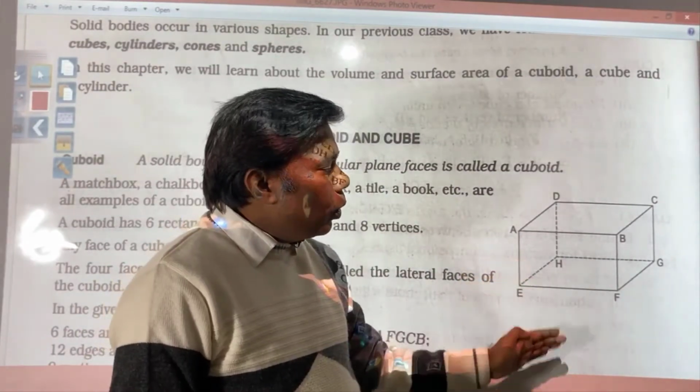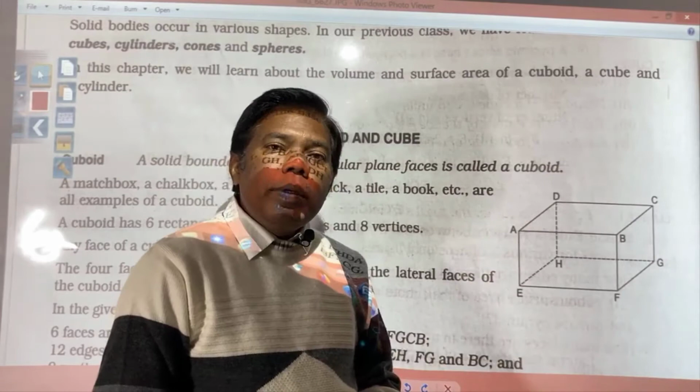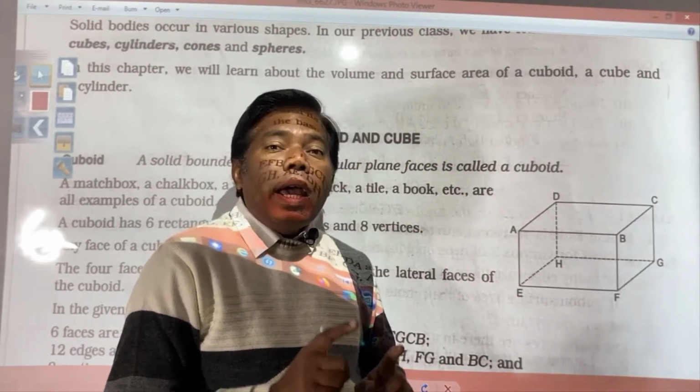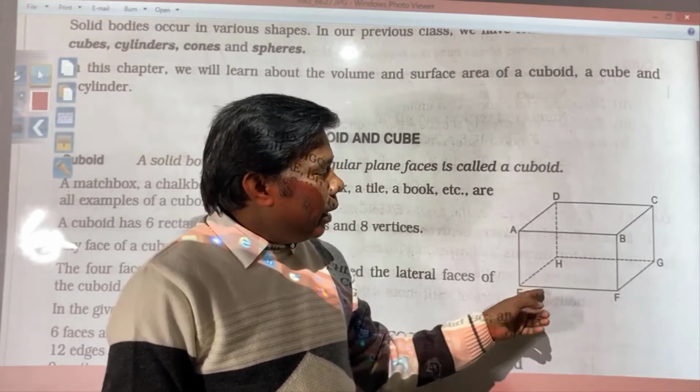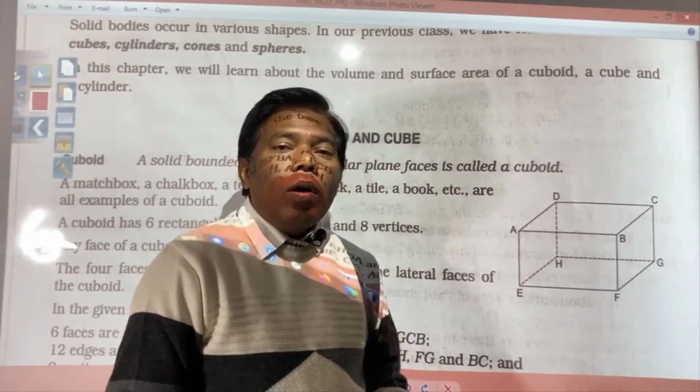And in a cube, simply remember, a cube is also a type of cuboid having all sides equal or all dimensions equal. 3 dimensions you have, length, breadth and height, and all are equal.